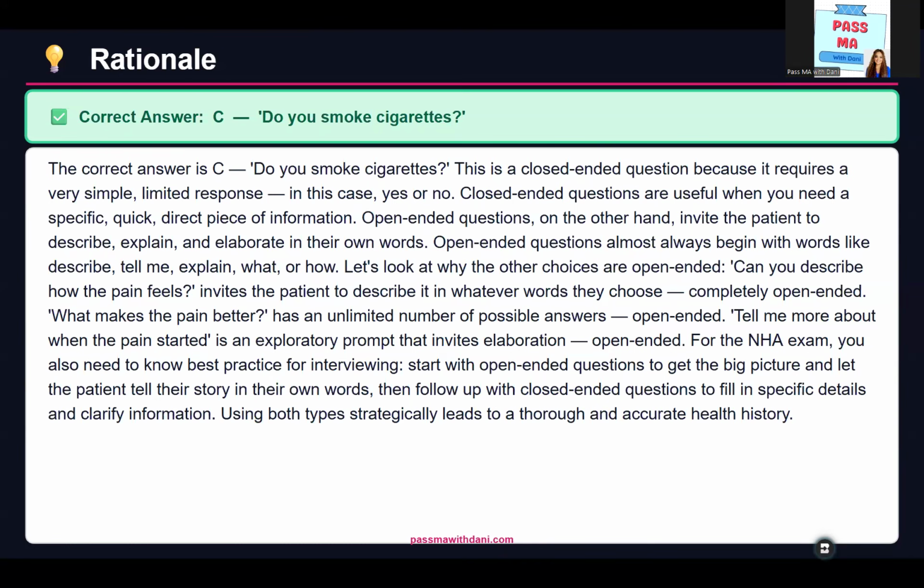Another example, what makes the pain feel better? You can't just give yes, no, maybe so, right? The patient will then have to expand. Well, I tried this or I did this. They need a fuller explanation. This is considered to be open-ended. Again, close-ended, where you just need a quick short answer, yes or no.